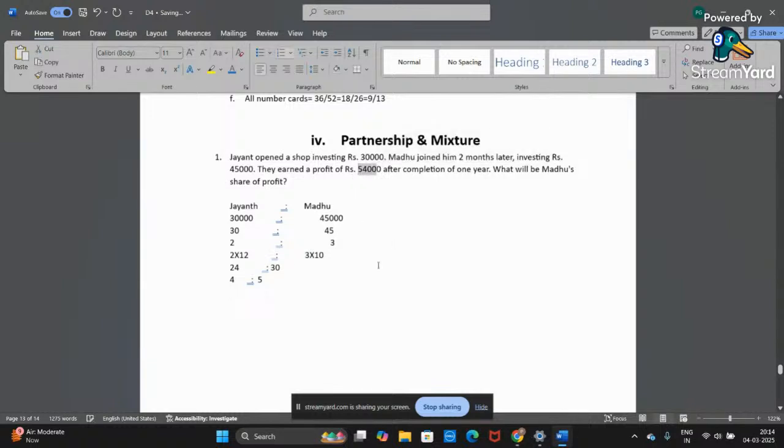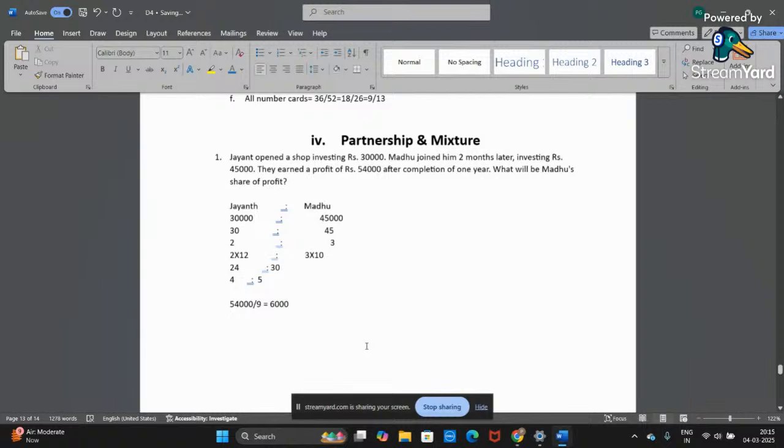Then we have to find each person's share. Here, what is the profit? It is 54,000. So we have to divide by what? You have to add this ratio, 4 is to 5. 4 plus 5 is 9. So what will we get? We get 6,000.